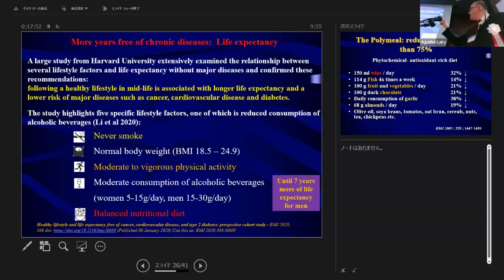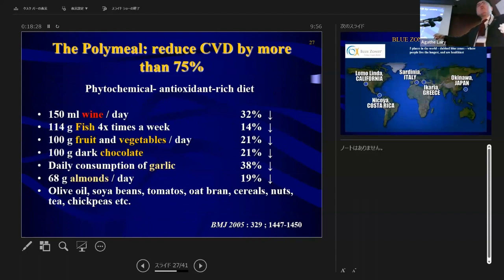There are specific factors: never smoking, normal body weight, with a body mass index between 18.5 and almost 25, moderate to vigorous physical activity, moderate consumption of alcoholic beverages, between 5 and 15 grams a day for women and between 15 and 30 grams a day for men, and of course, a balanced nutritional diet. That's an interesting point. For some people, up to 7 more years of life expectancy for men is of interest, of course. But you can see, for example, that already in 2005, some people were publishing on the impact of diet.